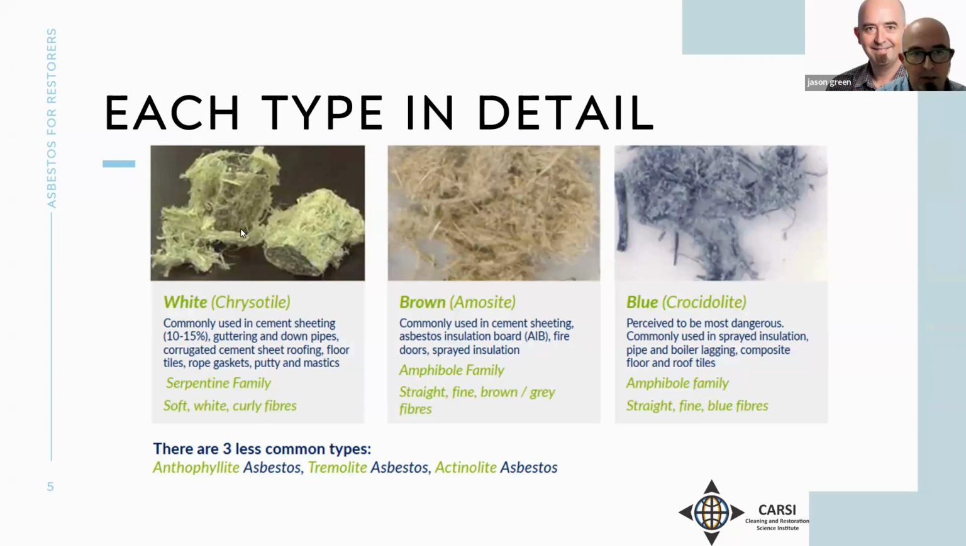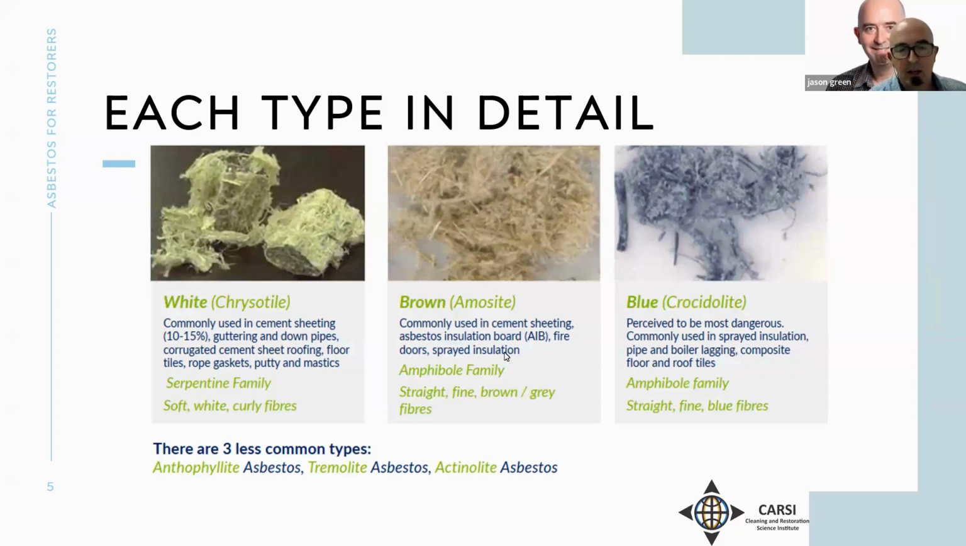You can see my little arrow jumping around. It's very commonly mined throughout the world and used in a lot of different types of products, things like guttering, downpipes, gaskets, putties and mastics. Then you've got the one in the middle, which is your brown, or amosite, asbestos. Very commonly found in things like cement sheeting and friable asbestos materials, such as insulation board, fire doors, sprayed insulation, things like that. And then you've got your crocidolite, which is your blue. That's another amphibole asbestos fibre, and very common in friable materials such as sprayed insulations and boilers and things like that.